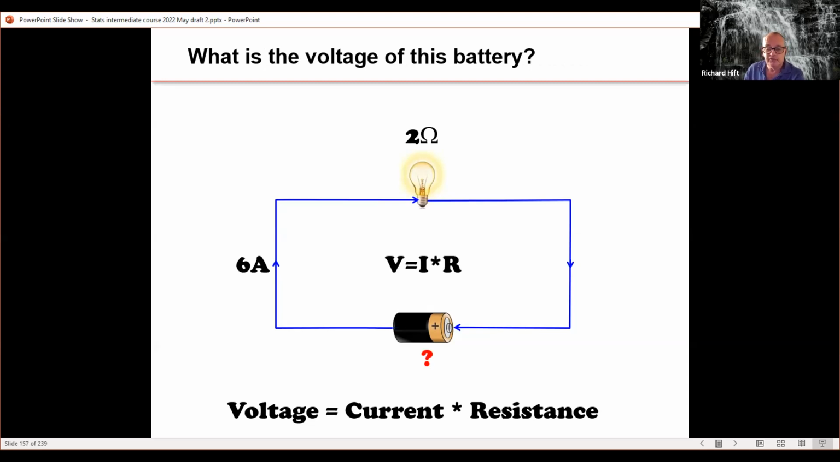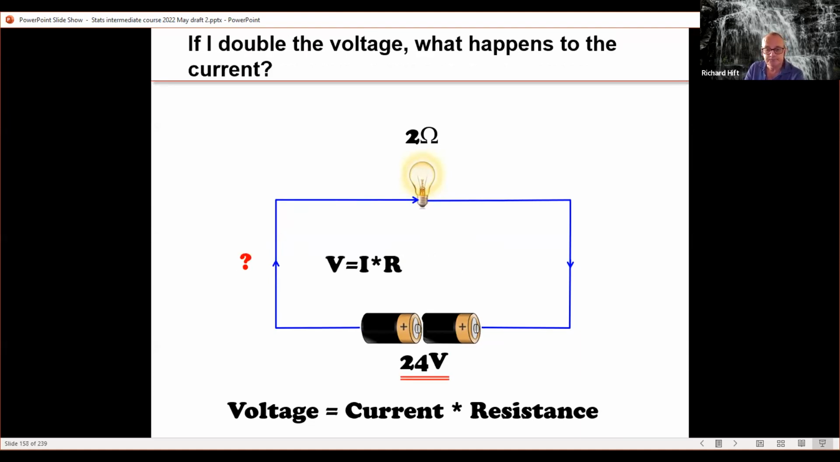Let's say, for example, that I tell you the resistance of this light is 2 ohms. That's the unit of resistance. And the current flowing is 6 amps. You all know what that means. What is the voltage? Easy. Voltage equals I times R, so it must be 12 volts. So if we knew the current and the resistance, we could predict the voltage.